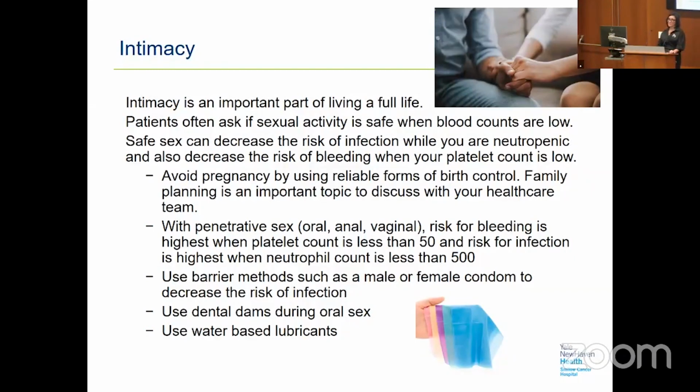With any type of penetrative sex, whether we're talking about oral, anal, or vaginal intercourse, the risk for bleeding is highest when the platelet count is less than 50. And again, the risk goes up the lower the platelet count is. The risk for infection is highest when the neutrophil count is less than 500. So using barrier methods, including condoms and dental dams, is an important consideration, and use of water-based lubricants can decrease the risk of both bleeding and infection.